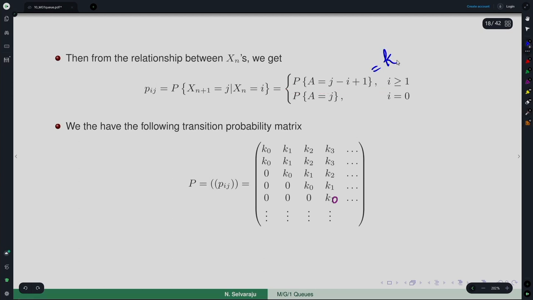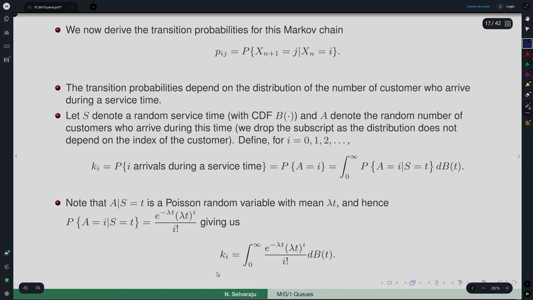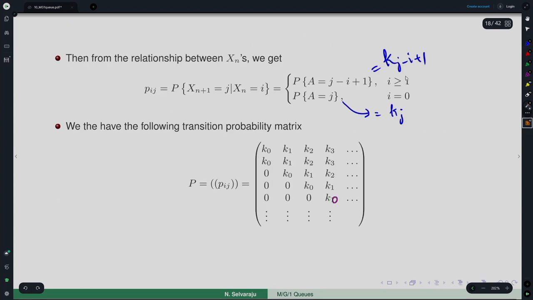This quantity is k times (j minus i plus 1) and this quantity is k times j, right? That is what we have just denoted here. This is what is k i. So this is equal to this, and this is equal to this, right? So this is the quantity that you have.